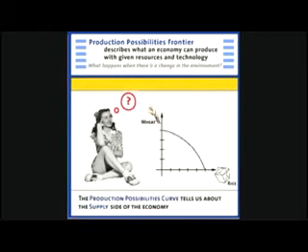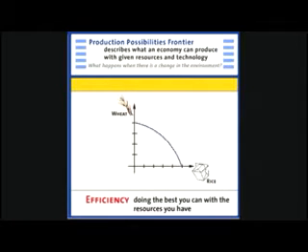That is, each point on the blue curve is efficient because it represents the maximum amount of wheat that our economy can produce when it produces a given quantity of rice. The blue line represents doing the best we can with what we have, and that's the definition of efficiency.